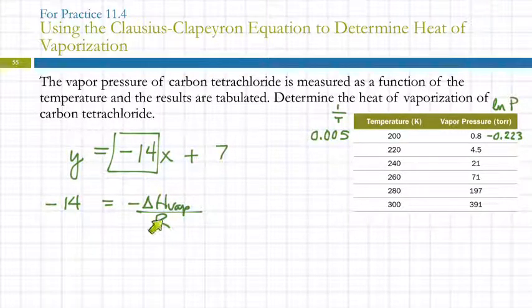And so you'll plug R in here and multiply by negative 14, change the sign, and that'll give you the heat of vaporization. Any questions? Obviously, on an exam, you would not be required to graph something. So I'd probably give you the graph with the information.